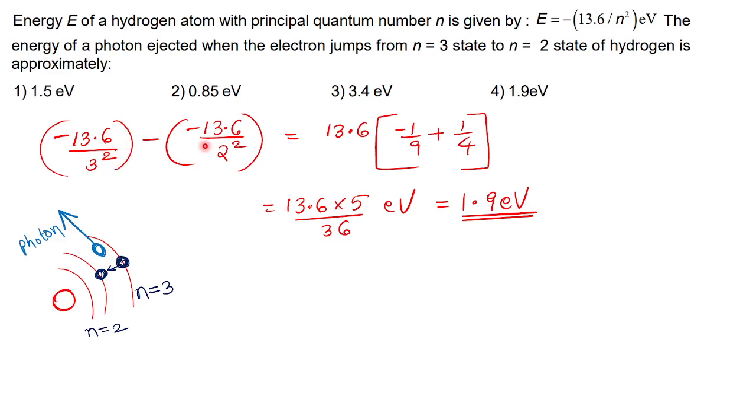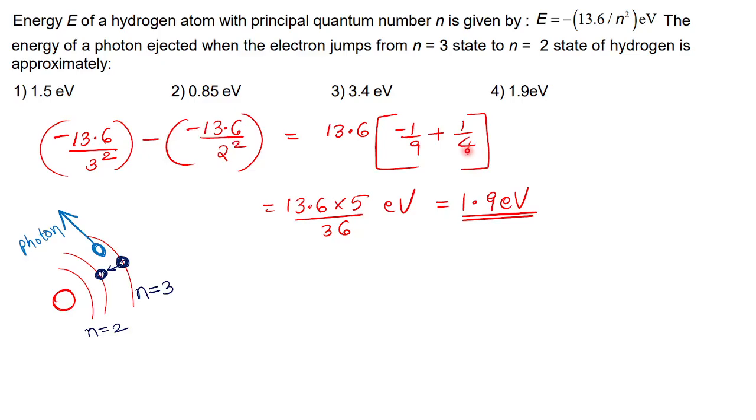When you do the subtraction, if you get a negative number, simply reject the negative sign, so that you need not worry about the order of the subtraction. 13.6 is common in both the terms, so it is taken outside. Here minus 1 by 9 is remaining, and here minus of minus becomes plus, plus 1 by 4.